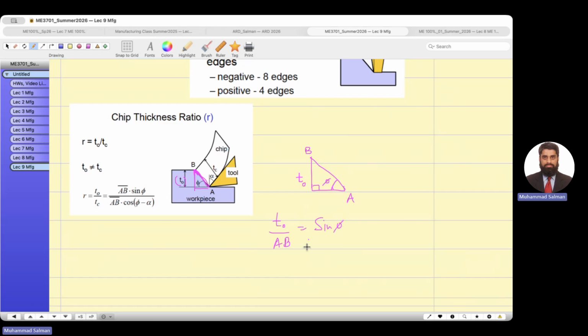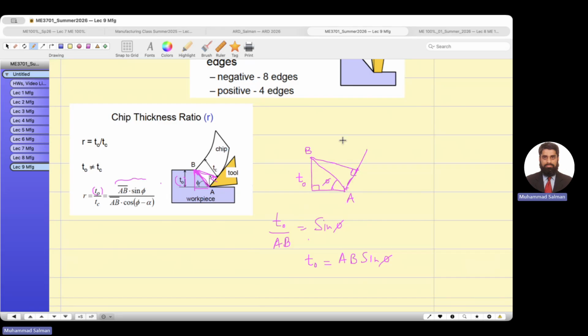Agreed? So T0 equals AB sine phi. This is what it is. Okay, this is about the TC. So for the TC, what you have to do here, look over here, if I draw another triangle and draw a perpendicular here, very rough, this is the chip thickness, so I'm going to drop a perpendicular here.